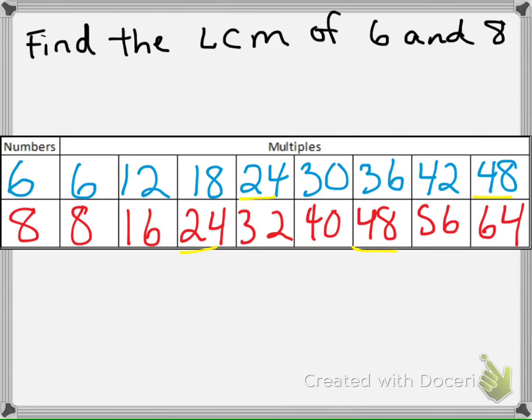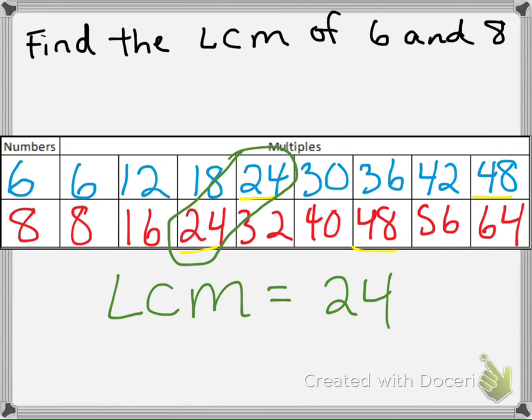but we're looking for the least common multiple, the smallest number. So there's only going to be one of those, and that is 24. So our least common multiple is 24. Let's take a look at another example.